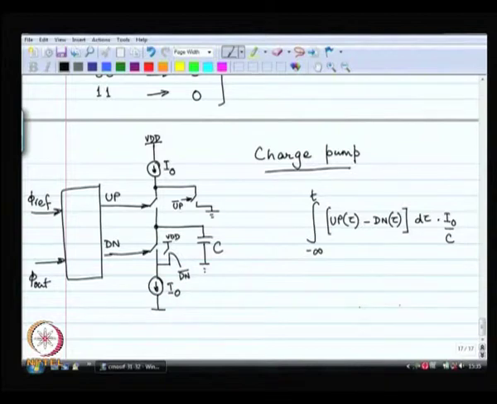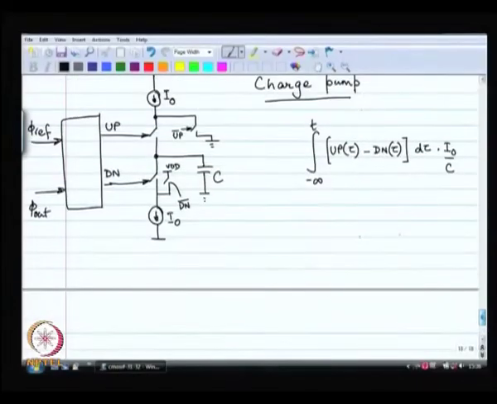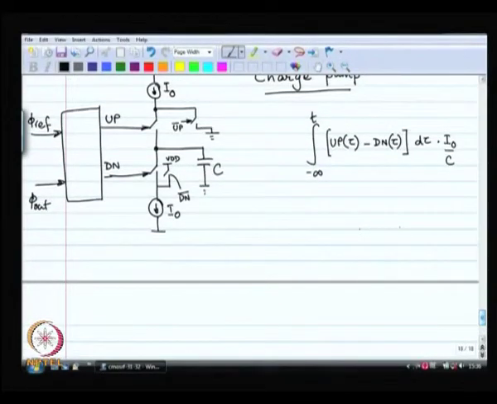So, this is what I have got. It is not the average at all. 1 by this, 1 by the total time during which I have done this job is going to be the average value. This is not the average value. Is it the average value? No. So, this is what I have got at the output of the charge pump.